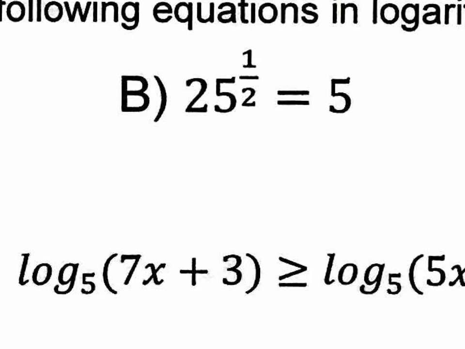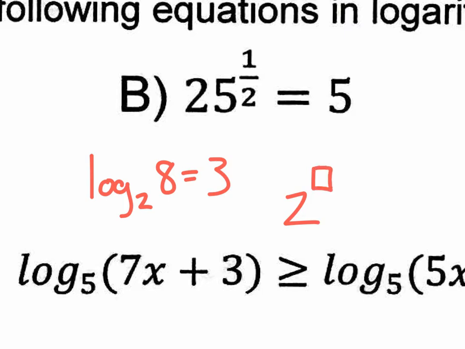Like for example, log base 2 of 8 equals 3. Everybody should know that one. Log base 2 of 8 equals 3. Because the base of the logarithm will be the base of your exponent situation. And you always think, 2 to what power gives me 8, right? That's how it works. The base on the logarithm becomes the base on the exponent situation.